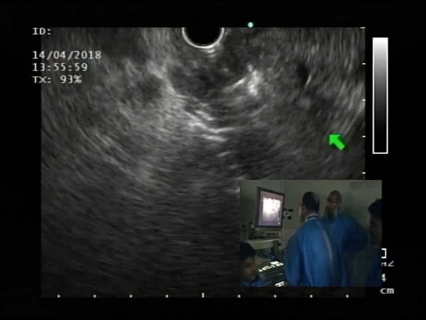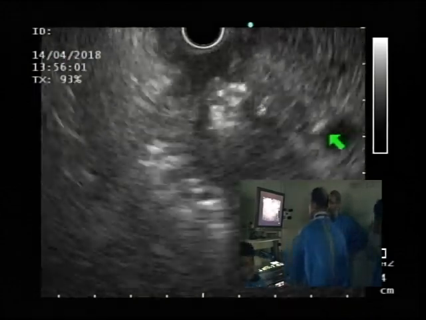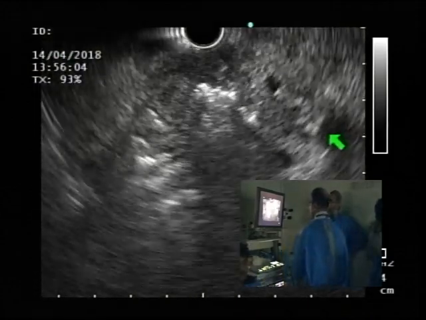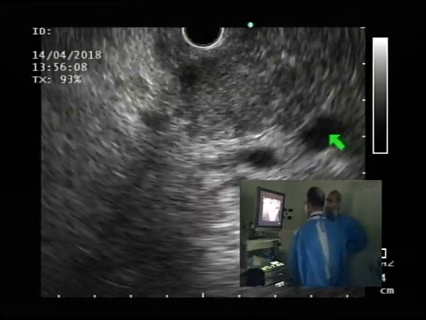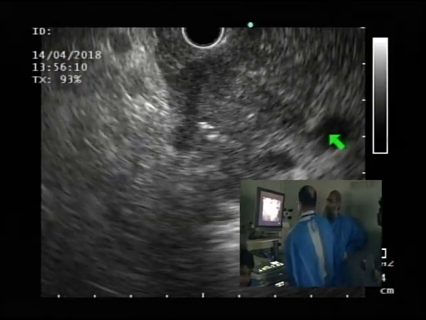pushing a bit. It's 1 and 2. Yeah, and so get a needle in and biopsy.